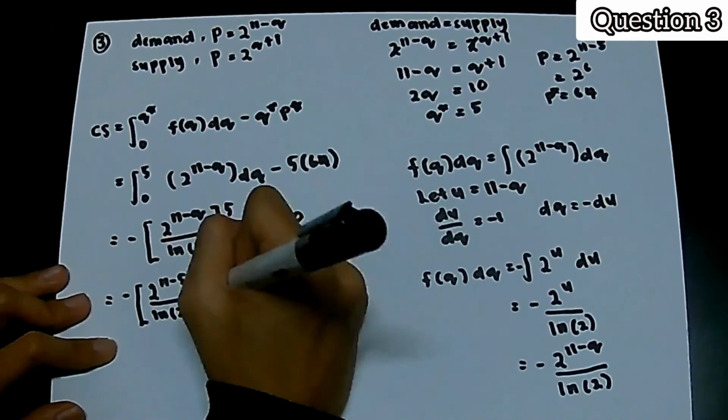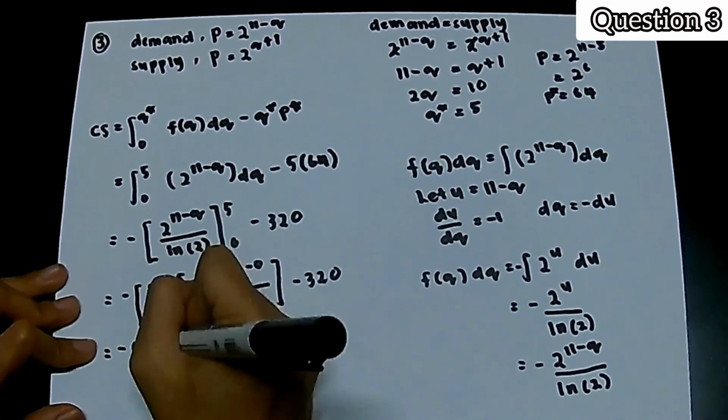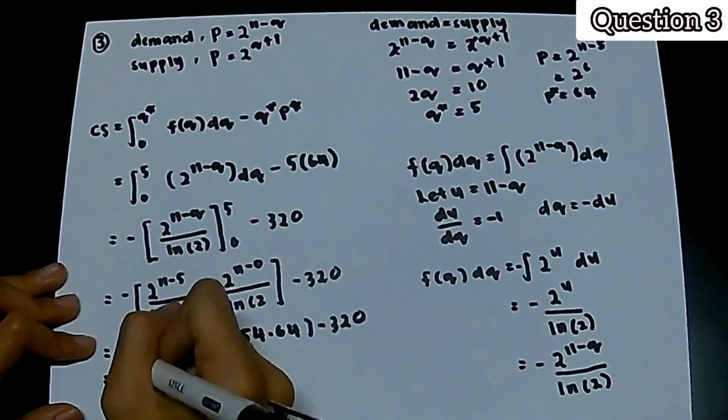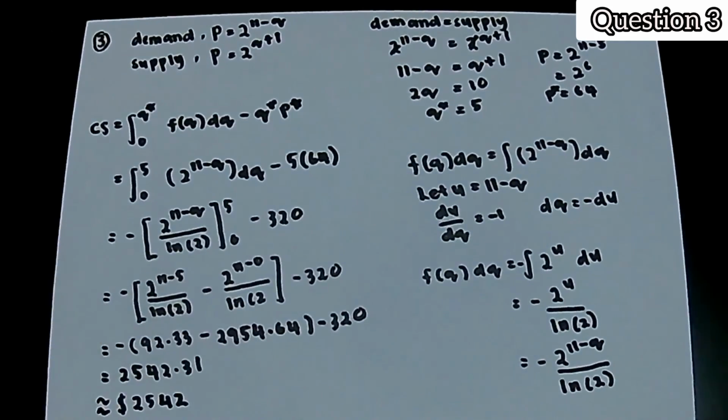After that, substitute q with the equilibrium quantity, which is 5, and minus the same function but substitute q with 0. Calculate the rest and the answer is $2,542 after rounding off to the nearest $1,000.